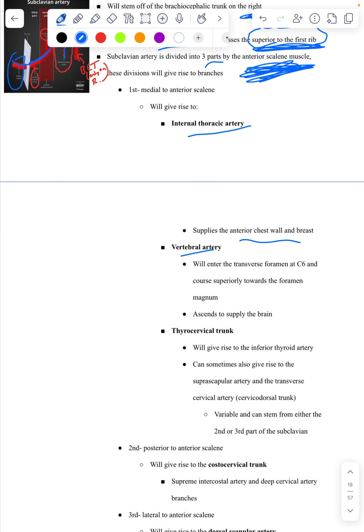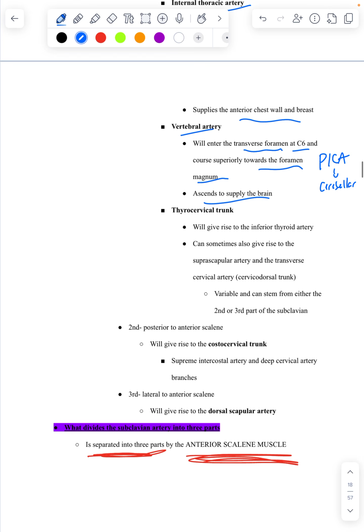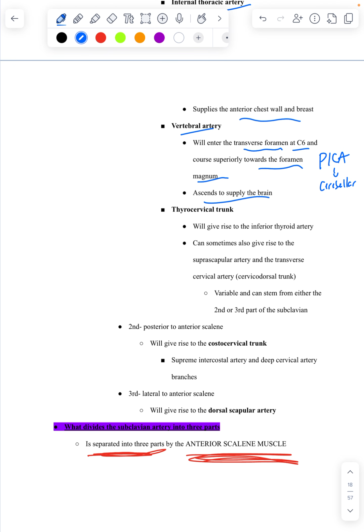Vertebral artery. This is what we said. Goes through transverse foramen to C6 and goes up all the way through the foramen magnum, and it's going to supply the brain. Specifically, it's going to have a branch called PICA, posterior inferior. This is cerebellar, not cerebral, artery. Also, lab stuff. So it supplies the brain. Thyrocervical trunk, so it's going to do inferior thyroid artery. This is important. Inferior thyroid artery comes off of thyrocervical trunk.